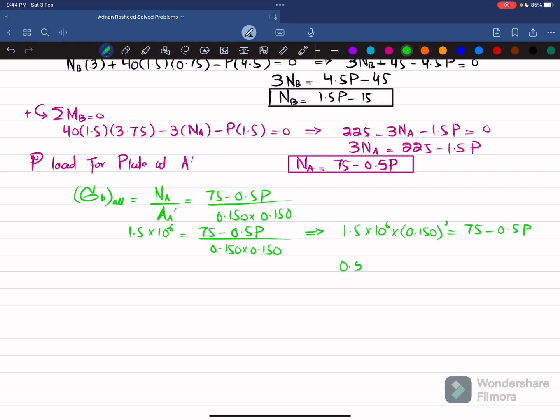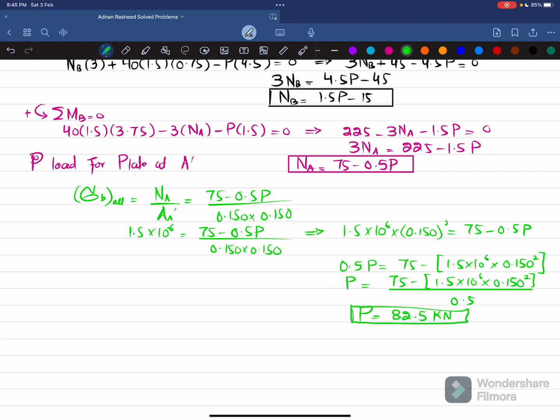So 0.5 times P will be equal to 75 minus this whole term, which is 1.5 into 10 to the power 6 multiplied by 0.150 squared. And if you divide by 0.5 on both sides, you will get P equal to 75 minus 1.5 into 10 to the power 6 multiplied by 0.150 squared, divided by 0.5. After calculation, you will get P equal to 82.5 kilonewton.